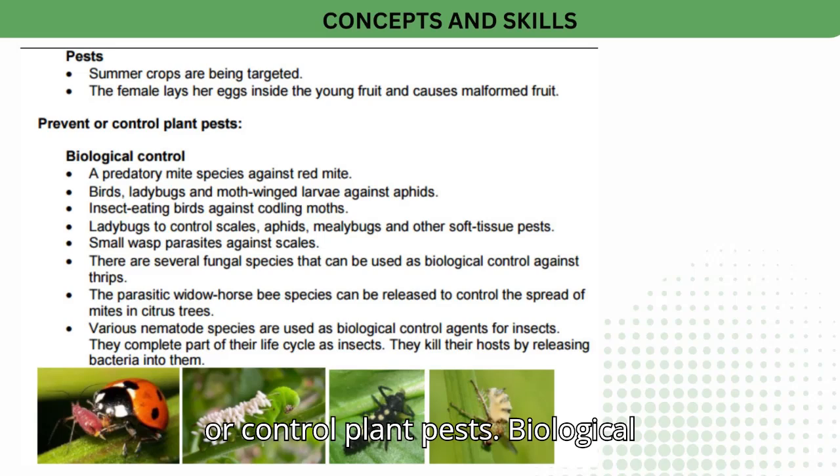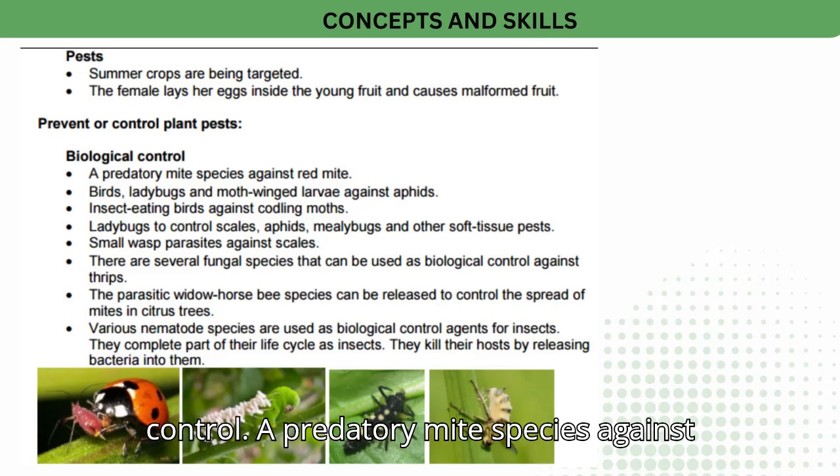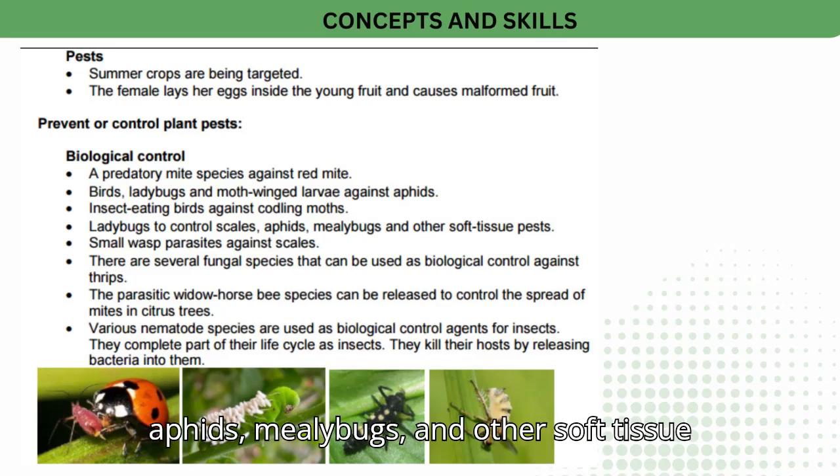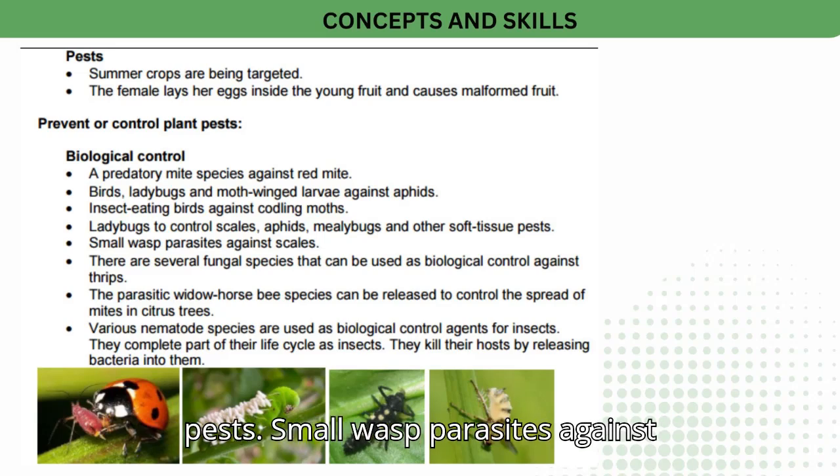Prevent or control plant pests. Biological control. A predatory mite species against red mite. Birds, ladybugs, and lacewing larvae against aphids. Insect-eating birds against codling moths. Ladybugs to control scales, aphids, mealybugs, and other soft tissue pests. Small wasp parasites against scales.